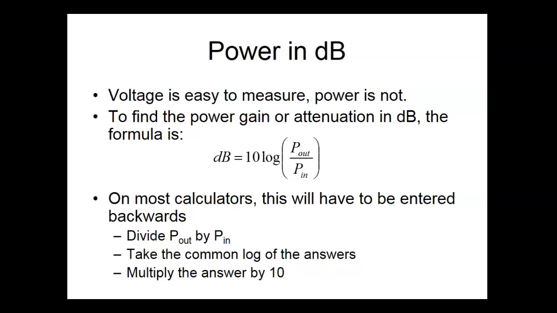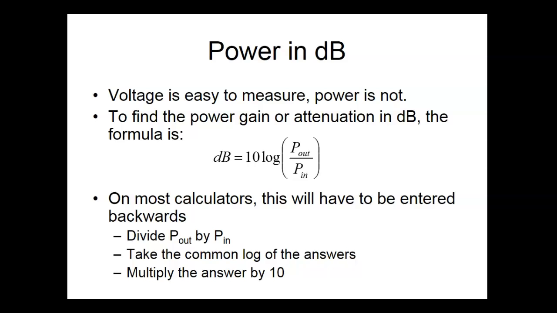So this is the formula. Voltage is easy to measure, power is not. Find the power gain or attenuation in dB. We're dealing with power. It's power out divided by power in, right? Take the log and multiply it by 10. Everybody understand that? So this is the way they give it, but you have to do it backwards.